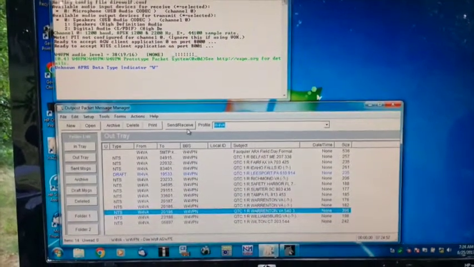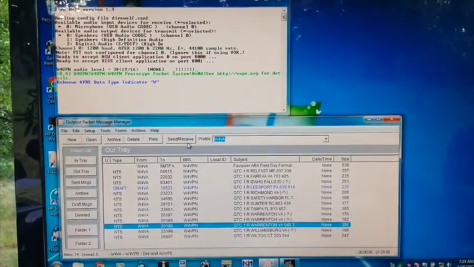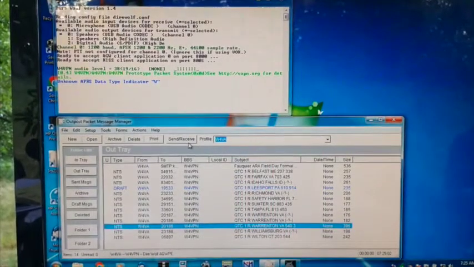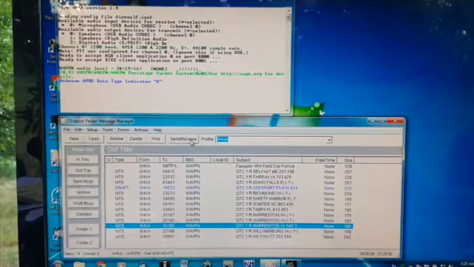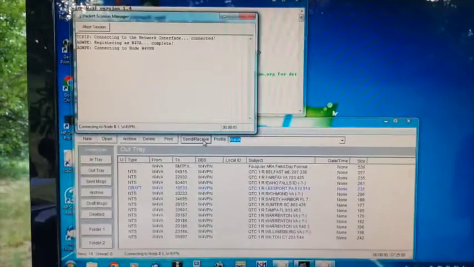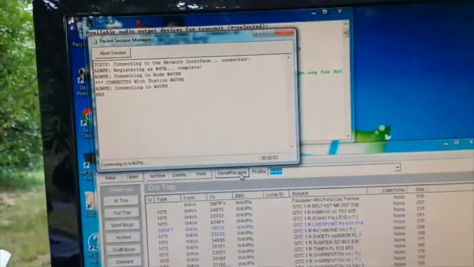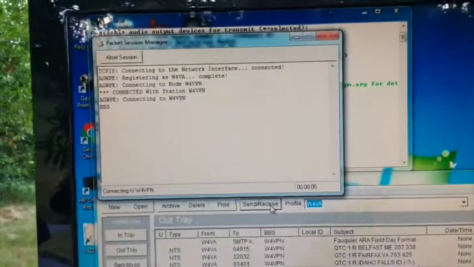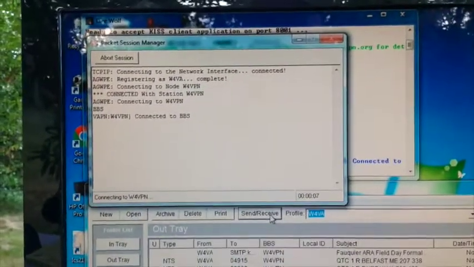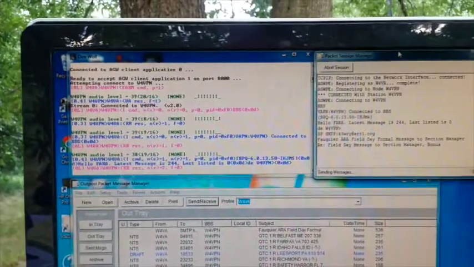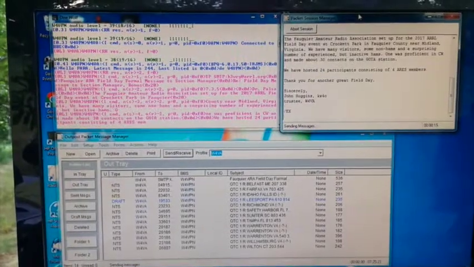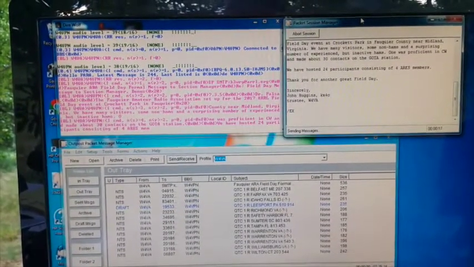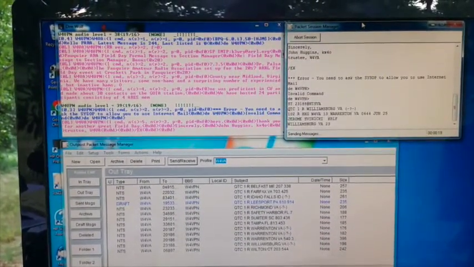Okay, getting ready to send our NTS messages for Field Day to the VAPN server prototype. It's actually this over here. We can see the action window in the upper right and Direwolf in the left.